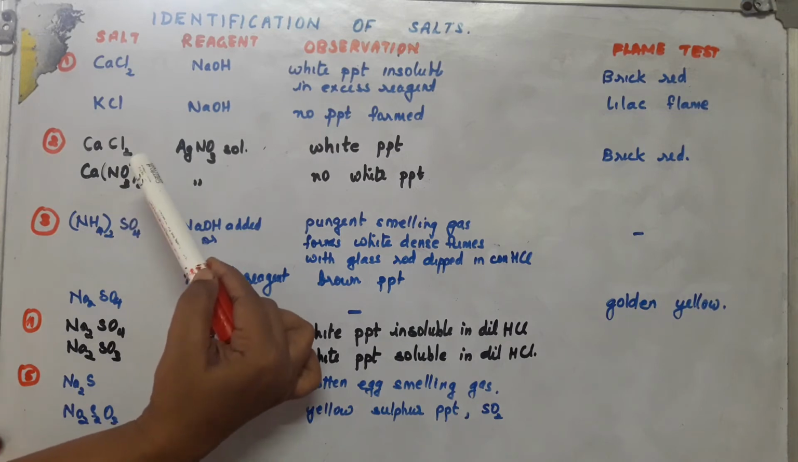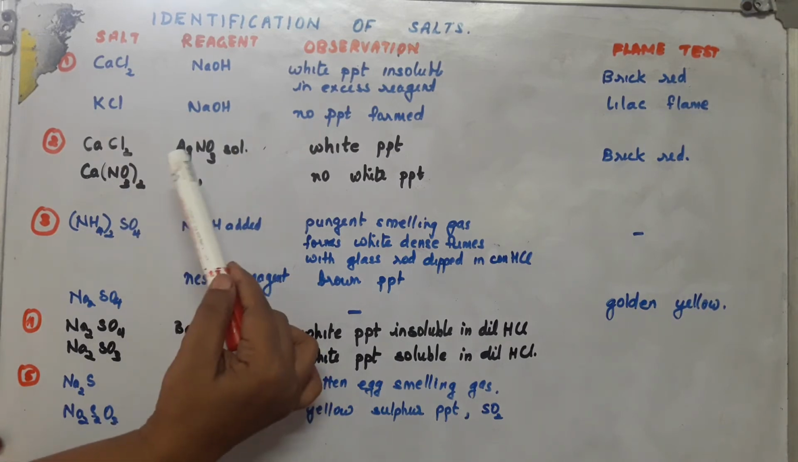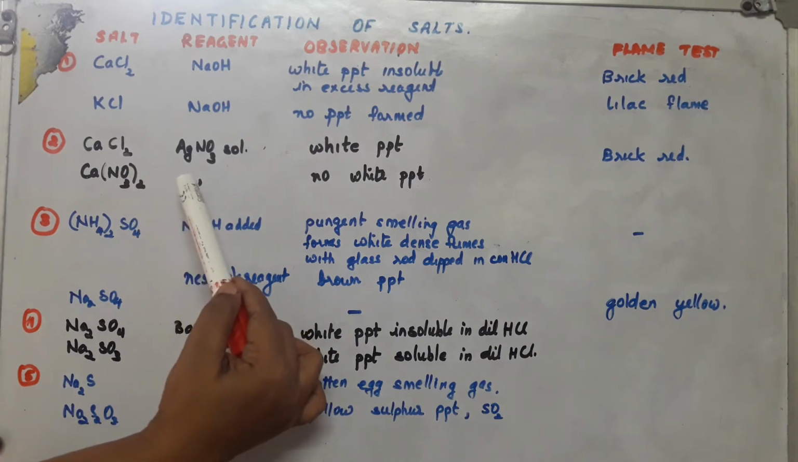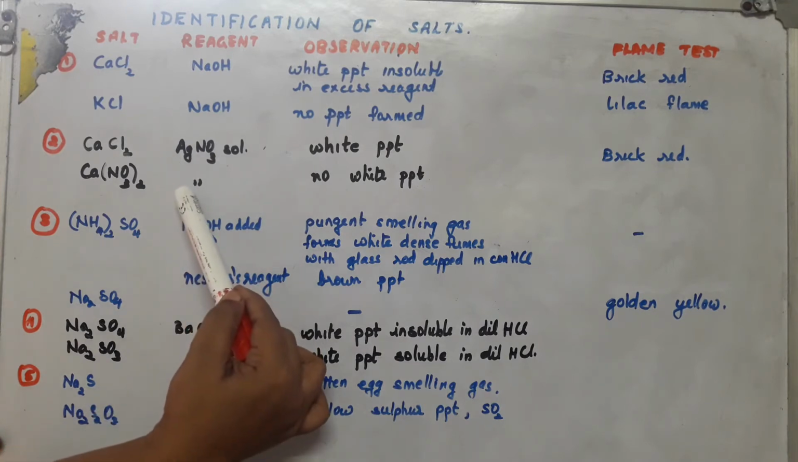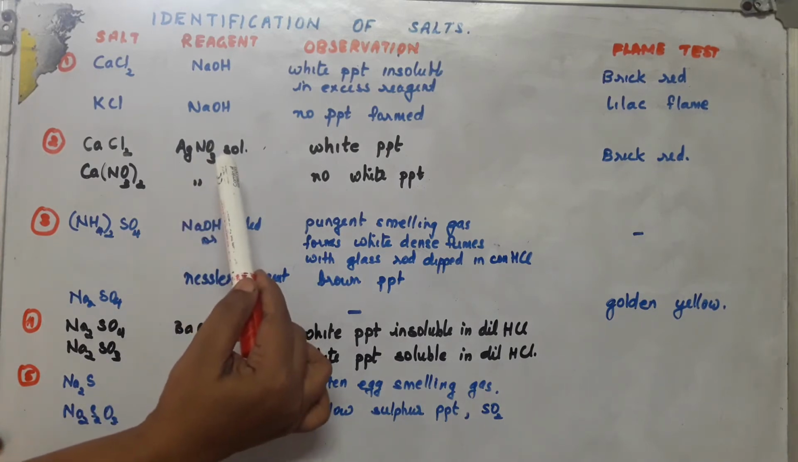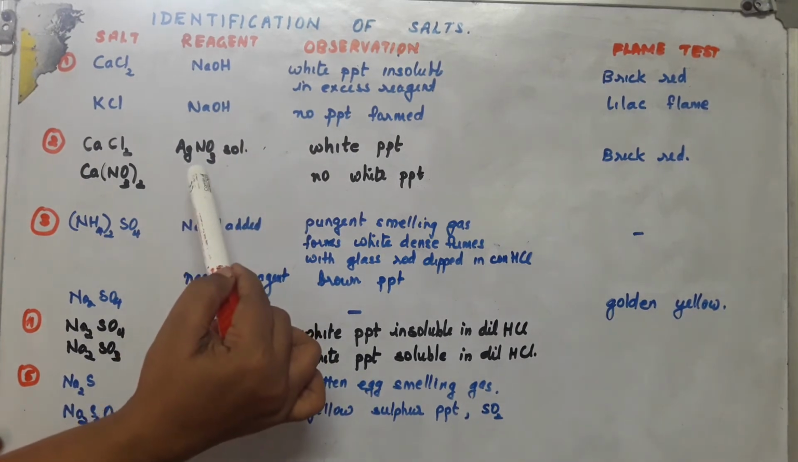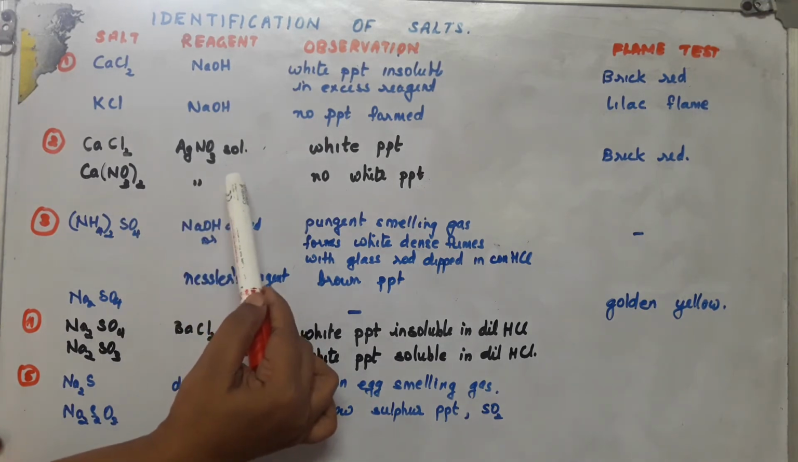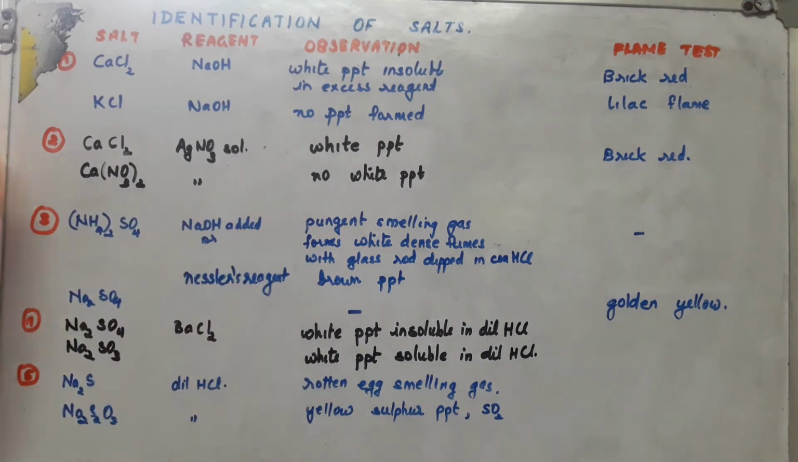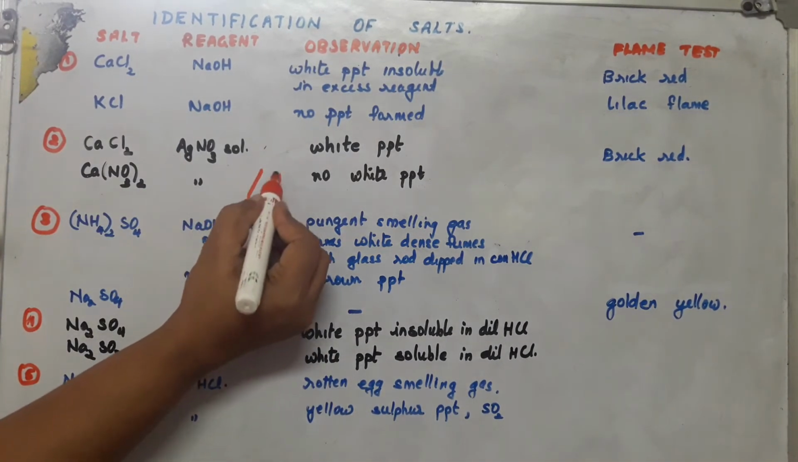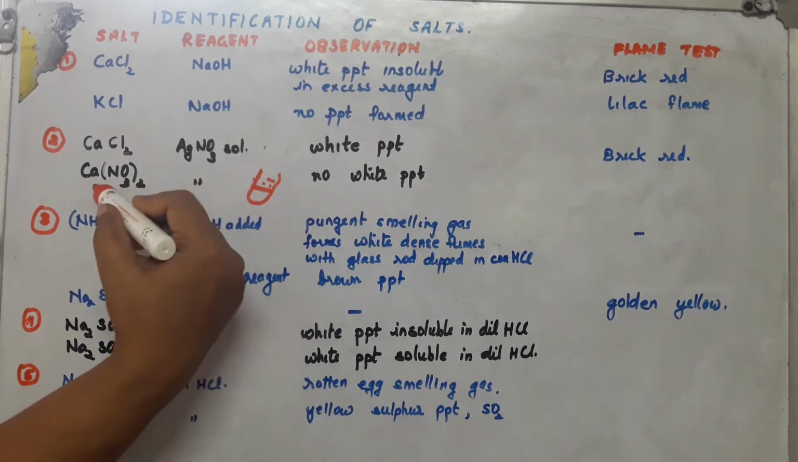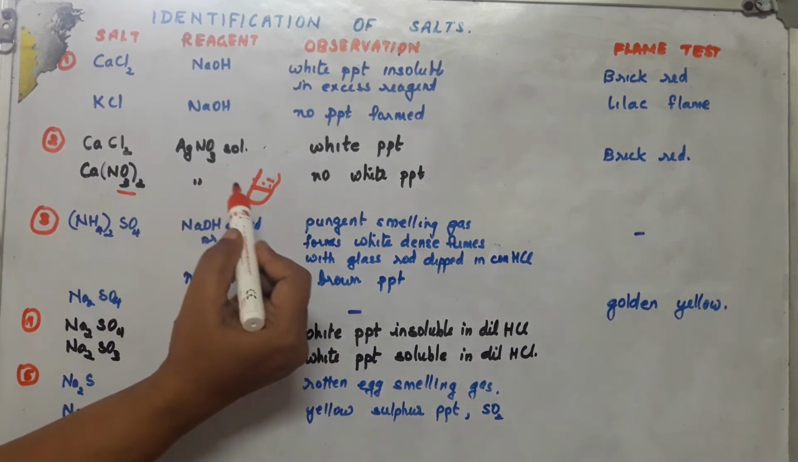So nitrate ion can be distinguished by the ring test, the brown ring test. For that, you have to add freshly prepared ferrous sulfate solution to both the salt solutions. Then after that, add concentrated H2SO4 through the sides of the test tube. And you will notice, in case of calcium nitrate, you will be seeing a brown ring at the junction of the two layers of liquid. So that is the test for nitrate.